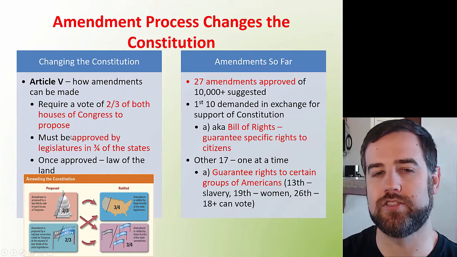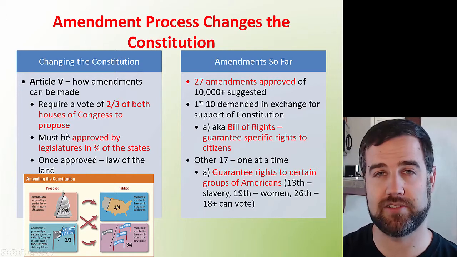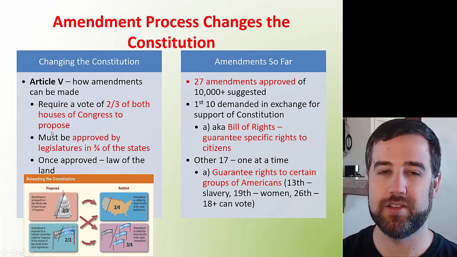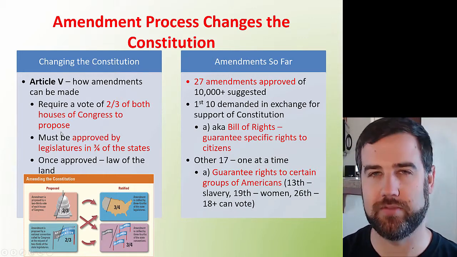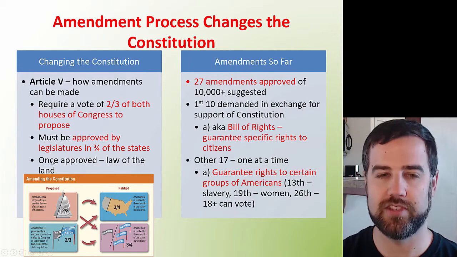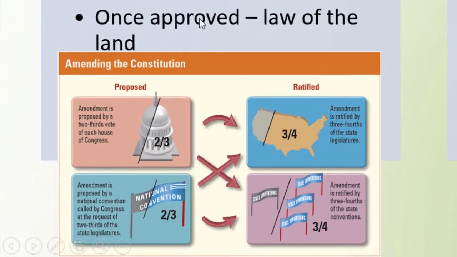And then it's going to go to every single state. And each state legislature, each state government gets to vote either in favor or against that proposed amendment. And so it takes 3/4, 75% of all the states to vote in favor of an amendment to make it official. And so once it's official, it's now a part of the Constitution. It's the law of the land, meaning that the U.S. government and the state governments all have to follow it. So you can take a look down here at this chart to see another way of how that's done.